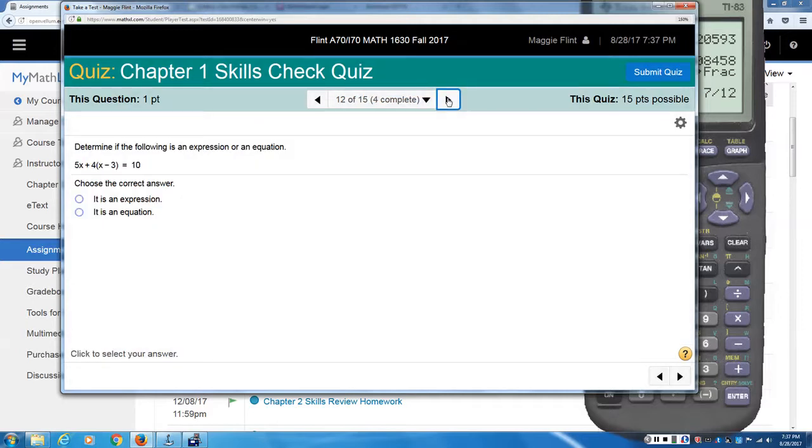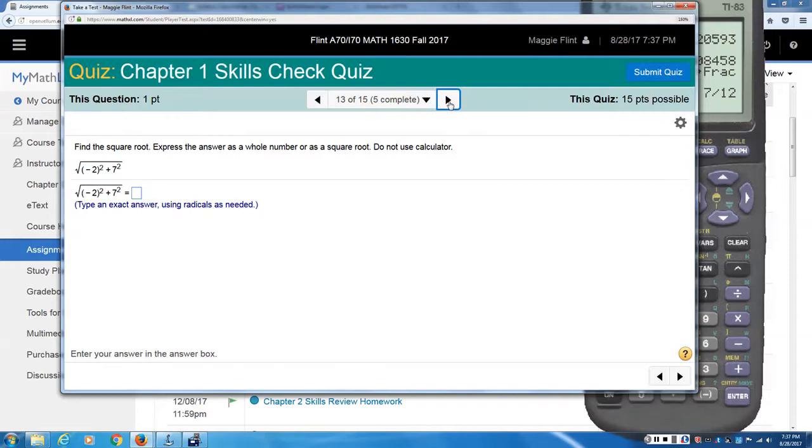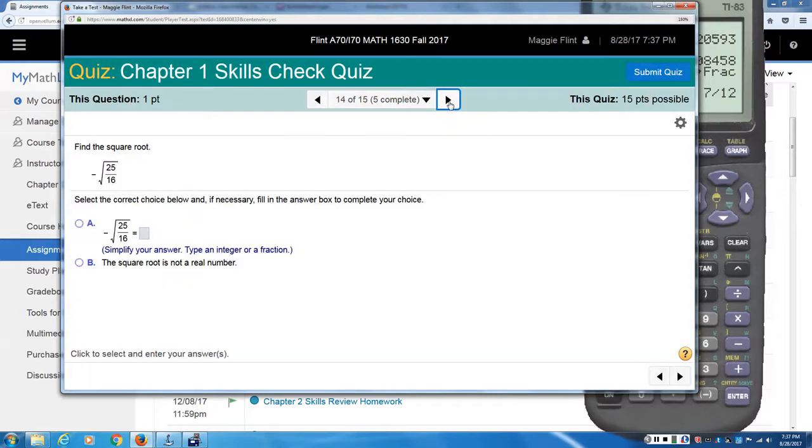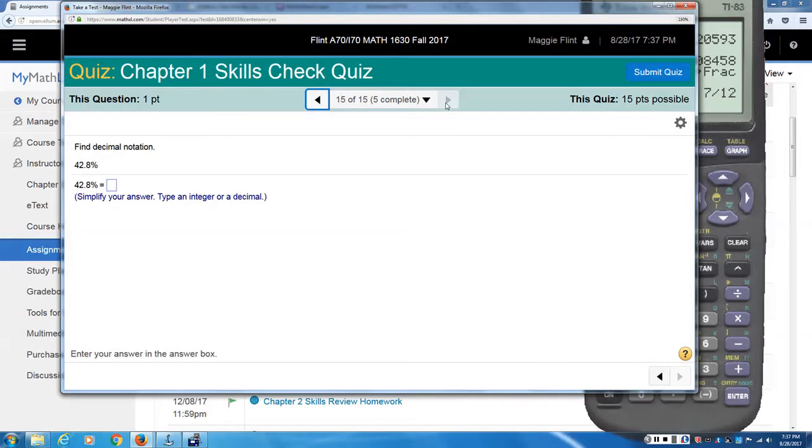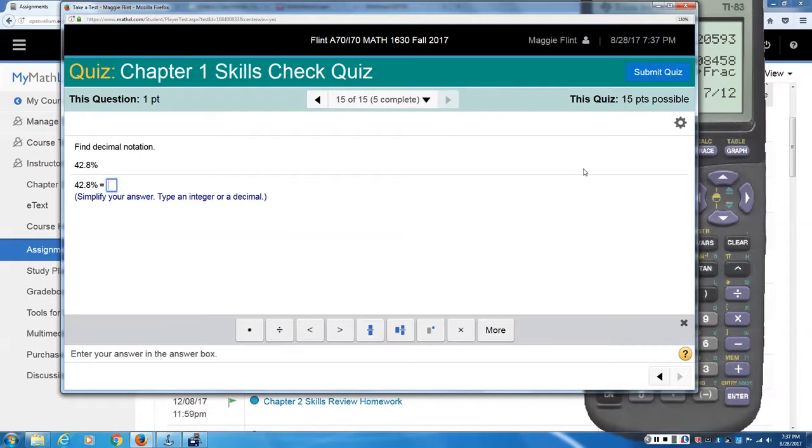Is this an expression or an equation? It's an equation. There's an equal sign there. Find the square root. That means you got to do the arithmetic and do it in the right order. Find the square root. Again, don't forget to put parentheses around your fraction, okay? And then change that to decimal notation. Which means, since it's a percent, you're going back to decimal. That means you move the decimal to the left, and it'll be decimal 428.